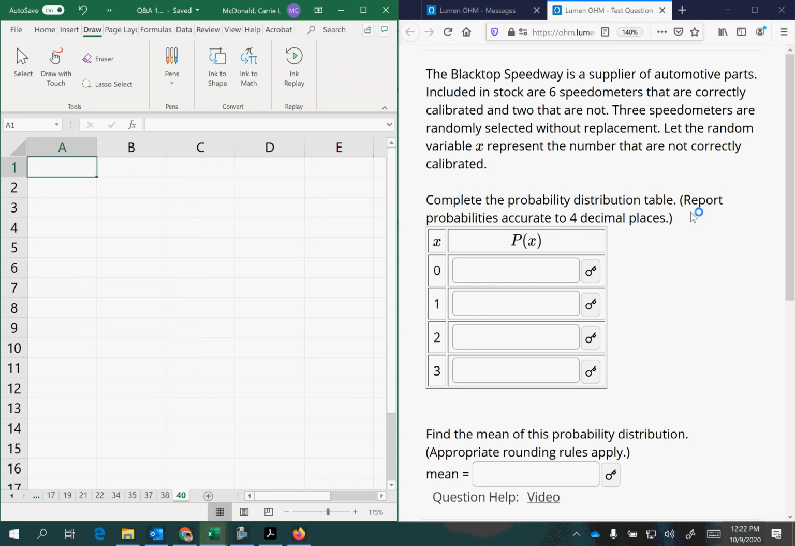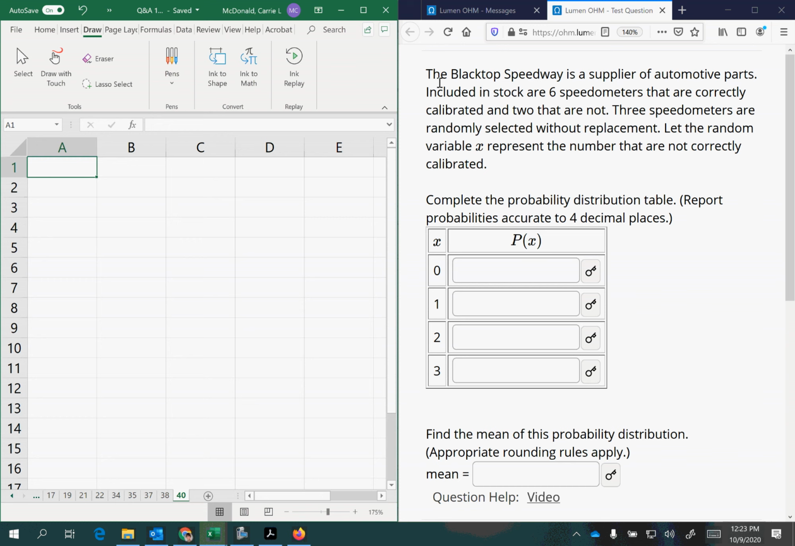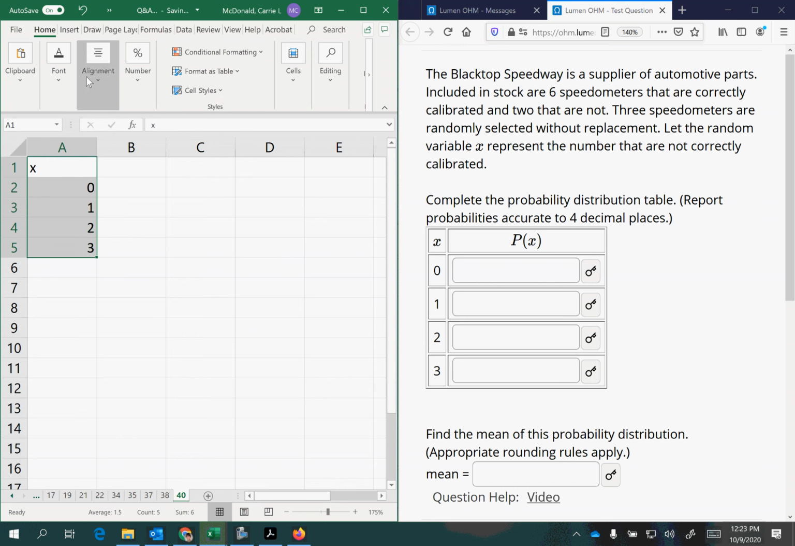Complete the probability distribution table. Report probabilities accurate to 4 decimal places. Find the mean of this probability distribution. Appropriate rounding rules apply. All right, so far they've already filled in the x values for us, so we'll go ahead and use that. Then we need to calculate the probabilities of each possible value of x.